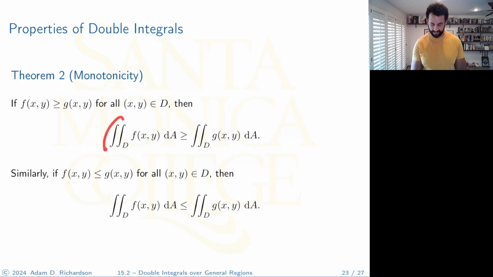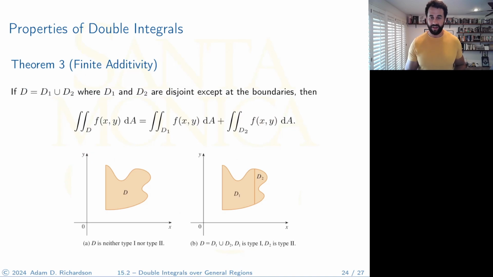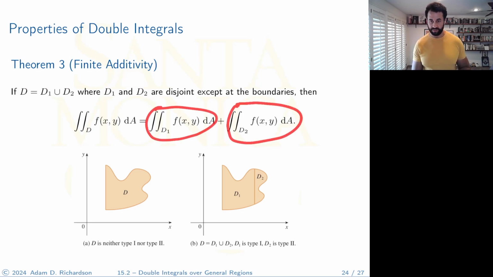Except now our function is the integral itself because it's a function. All right. Then there's this finite additivity. This is the one that we used when we were employing Fubini's theorem to be able to integrate over general regions. Basically it says that if you can write your region D as a union of two other regions, where the two other regions are disjoint except at the boundaries, then you can split the integral up over those regions. So the integral of f over the region D can be written as a sum of two integrals, one over D1 and one over D2.